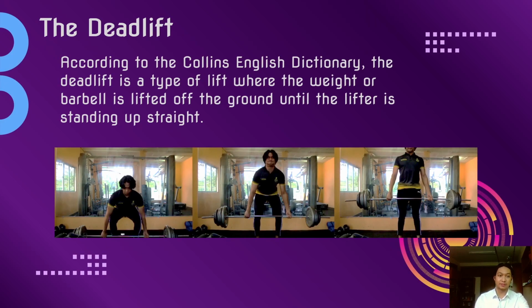Now on to the deadlift. We chose to analyze the deadlift. According to the Collins English Dictionary, the deadlift is a type of lift where the weight or the barbell is lifted off the ground until the lifter is standing up straight. Here is our video where we took pictures of each different part of the deadlift when our subject was carrying it out. The barbell starts on the ground, then at the shin, until the subject has lifted it up. And onto the methodology.